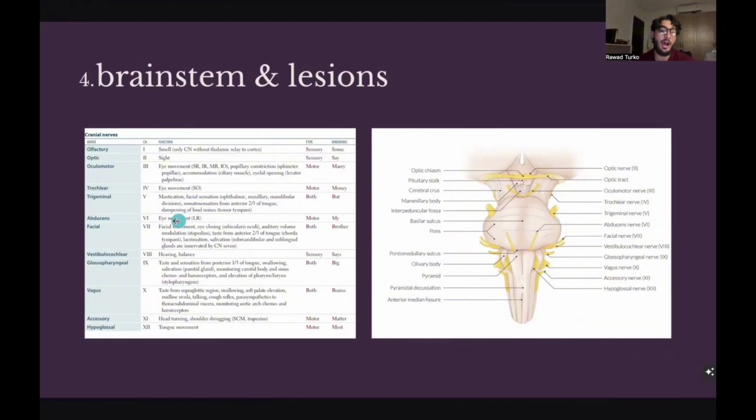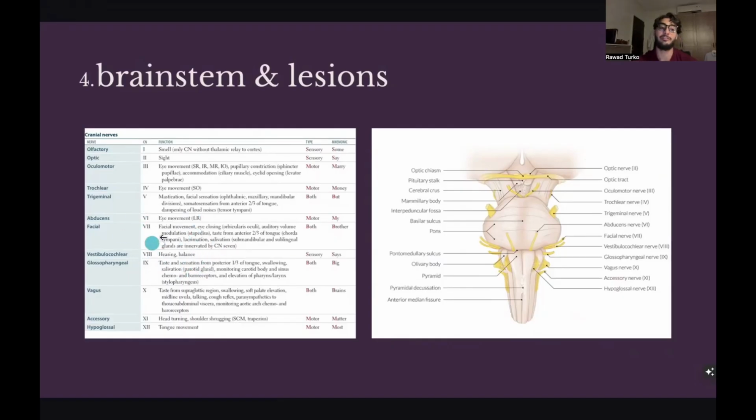so it's motor. Facial nerve is also both, and that's because it's responsible for all of the facial muscles, and it also carries taste from the anterior 2/3 of the tongue, and it has a parasympathetic section for salivation and lacrimation. Okay, so salivation specifically from the submandibular and the sublingual glands. All right, you have the parotid glands, which is carried by the glossopharyngeal.